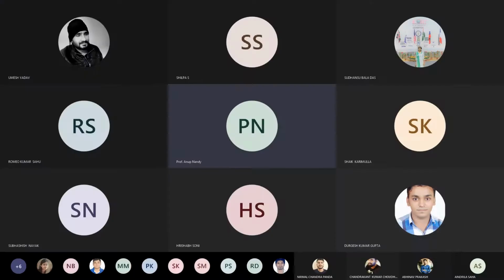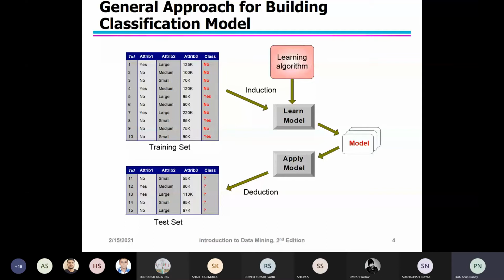Classification model that we are using. So now you have a training set and you have a test set. In the training set, each row is called a record. So in each record, you have some transaction ID, you have attribute 1, attribute 2, attribute 3, and you have some class label. Okay, so there's a binary class, so there's a yes or no.